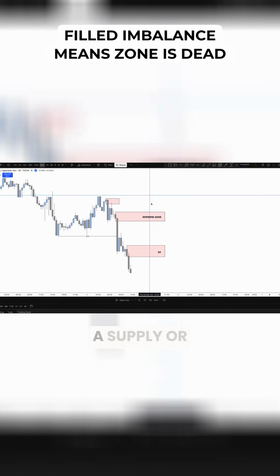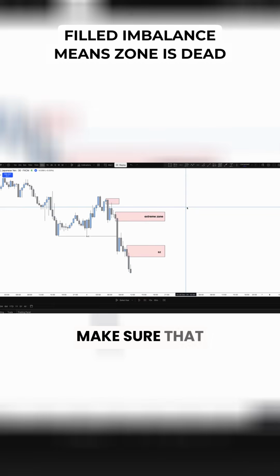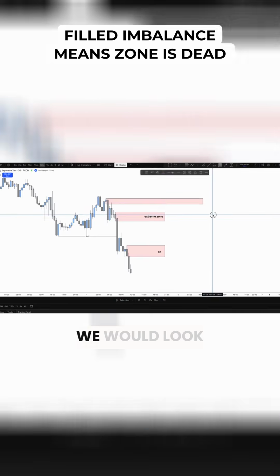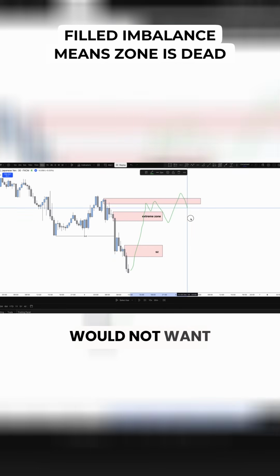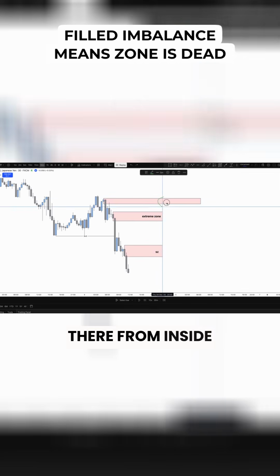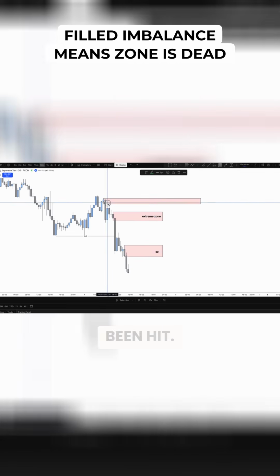So when we are looking at a supply or a demand zone, we want to make sure that it has imbalance into it. If it does not have imbalance into it, it is not something we would look to trade from. So if the market was to return to this top zone, we would not want to sell from there, from inside of this zone, because it's already been hit.